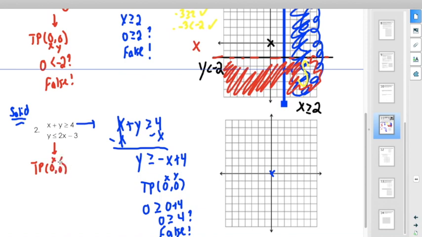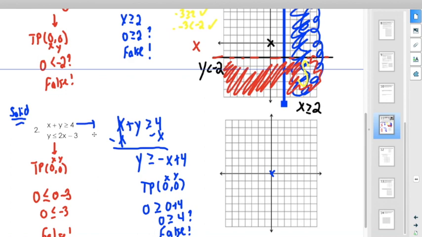of x and y. So I'm going to substitute in 0 for y. So is 0 less than or equal to 2 times 0, it's just 0, minus 3? Is 0 less than or equal to -3? No, 0 is not less than -3. That's also false.